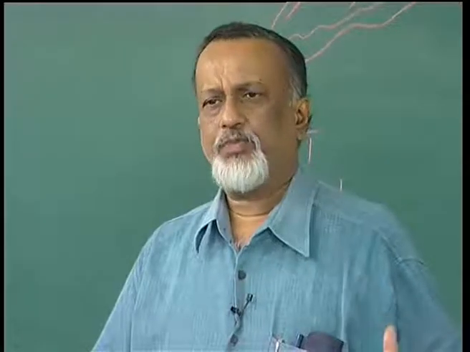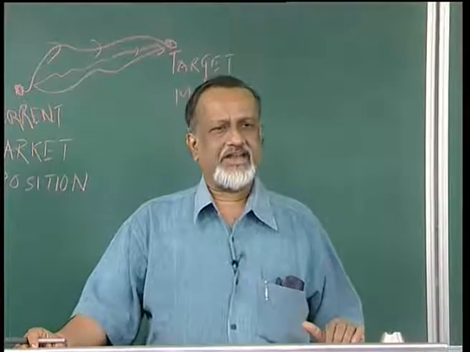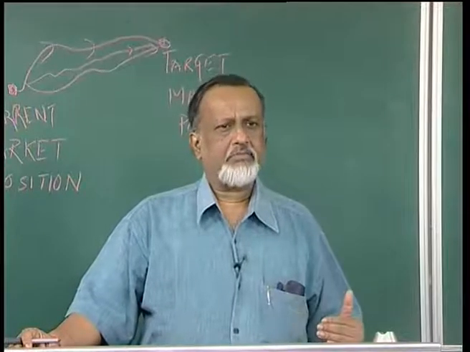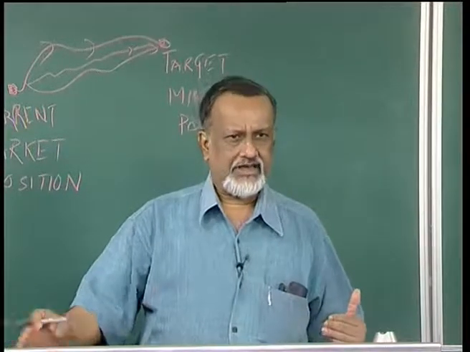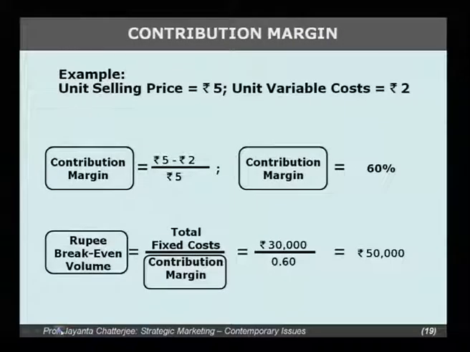So, contribution margin, as we discussed a while back, is unit selling price minus unit variable cost upon unit selling price. So, that gives you a percentage. So, 5 minus 2, you remember the 5 rupees was your selling price, 2 rupees, and therefore, your contribution margin is 60%, 3 upon 5.